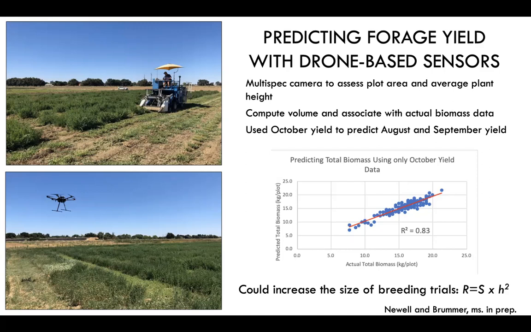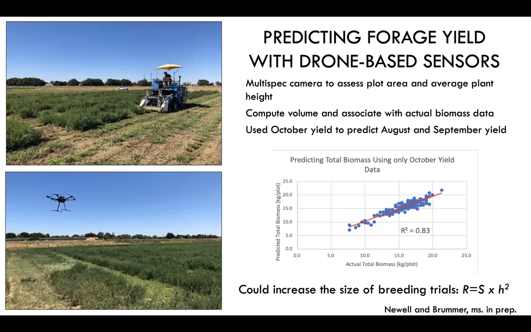And so if we could somehow get around this constant harvesting and be able to predict yield using a drone-based sensor, that would be ideal. We could look at much larger populations. We could get a much better handle then on large populations and the yield of large populations, and hopefully make gain from that.